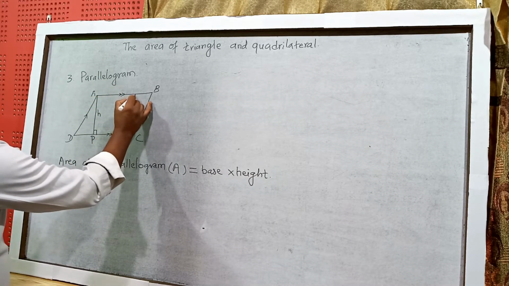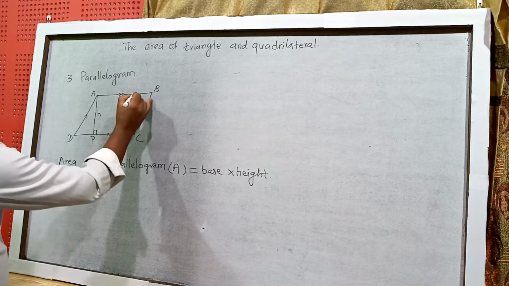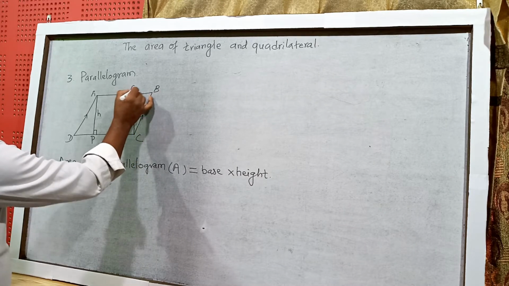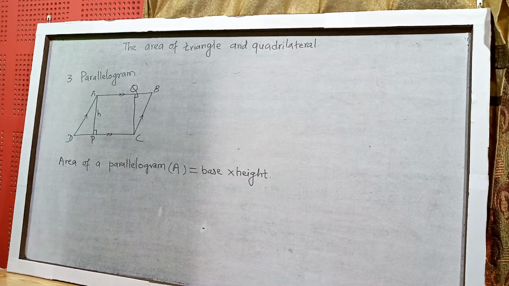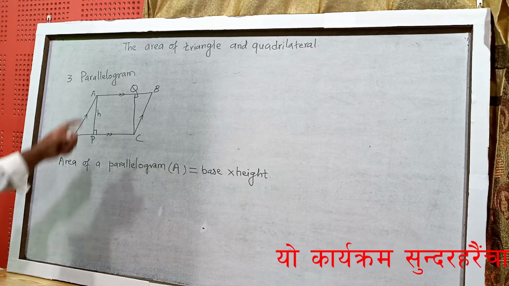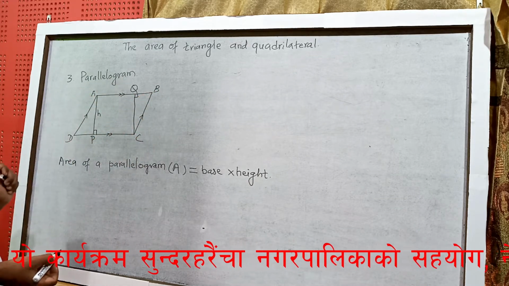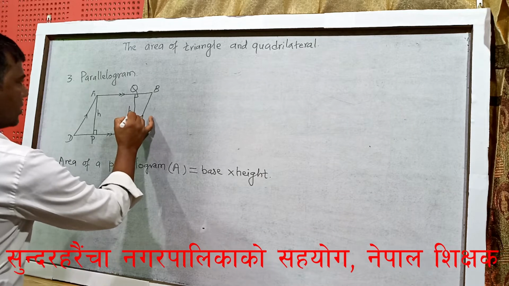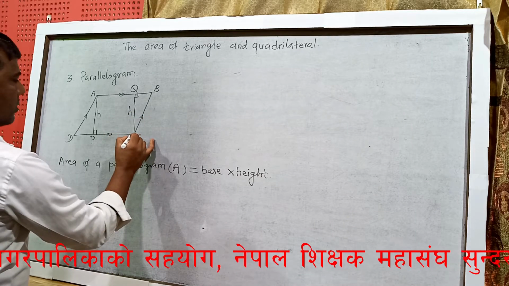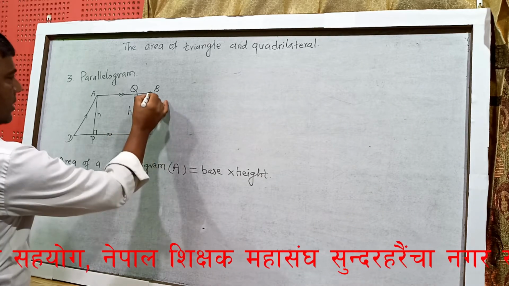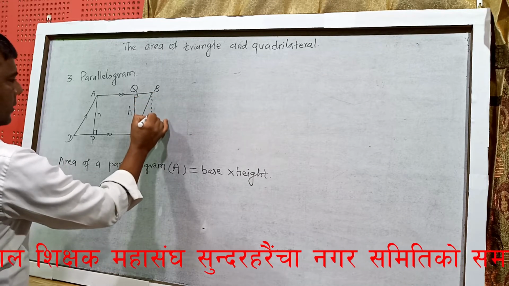Next, this CQ is also the height of parallelogram ABCD. This is the height of this parallelogram. Or we can also make the height of this parallelogram in this way.